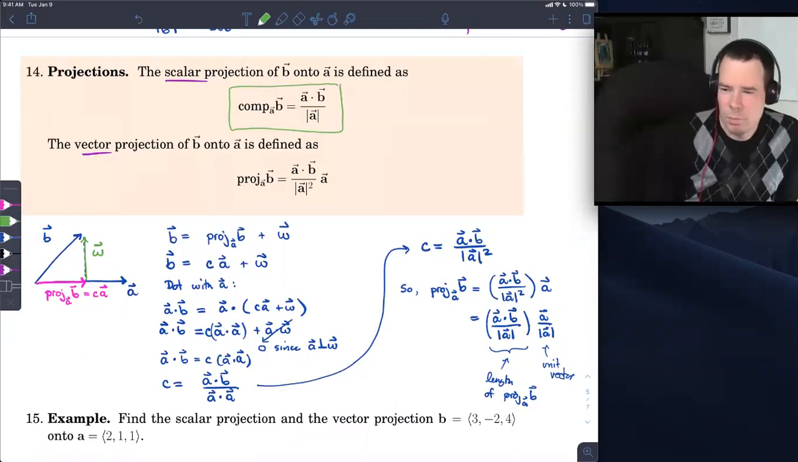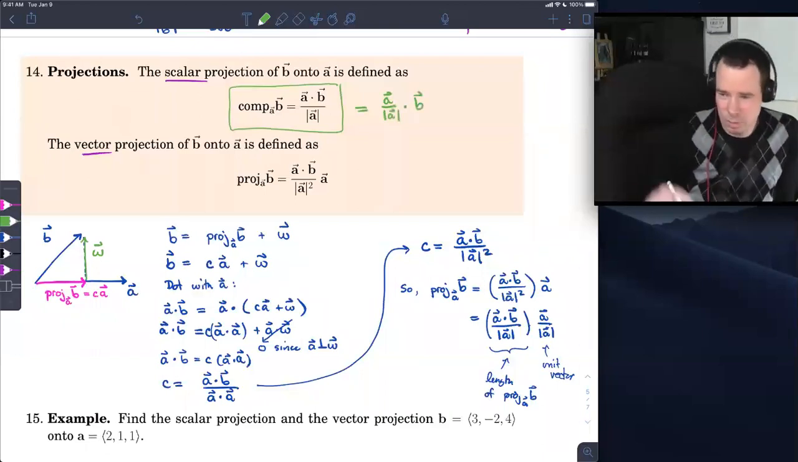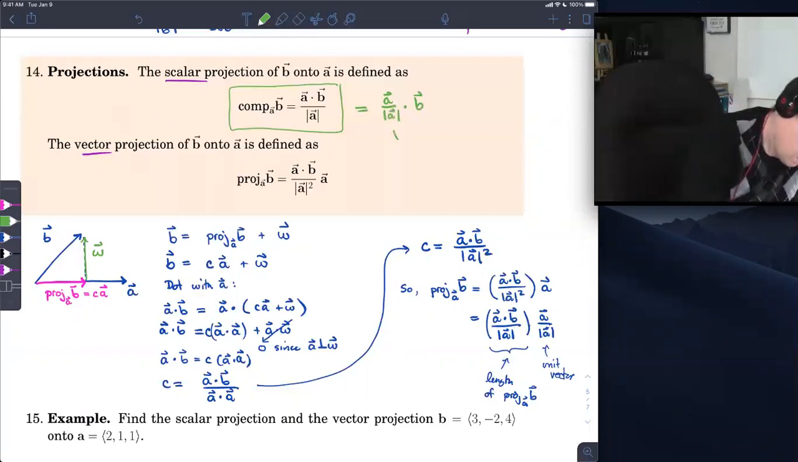The component of B in the direction of A is basically how much of, or what's the length of, the part of B that points in the same direction that A points in. And that's A dot B over the length of A. Sometimes I like to write it like this, A over the magnitude of A, dot B. So I like to just move that length of A underneath the vector A itself, because now this is a unit vector.